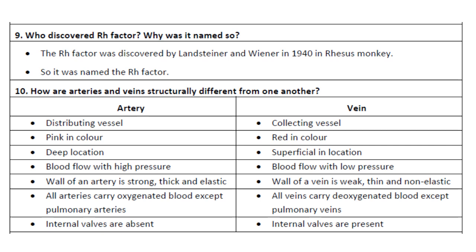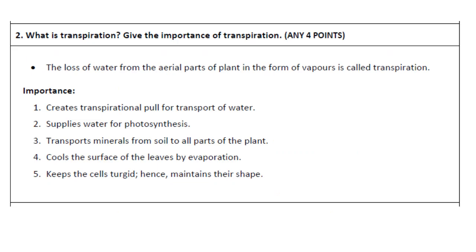All arteries carry oxygenated blood except pulmonary arteries. All veins carry deoxygenated blood except pulmonary veins. Internal valves are absent in arteries. Internal valves are present in veins. Any 4 points.